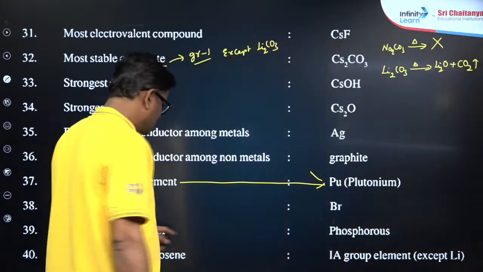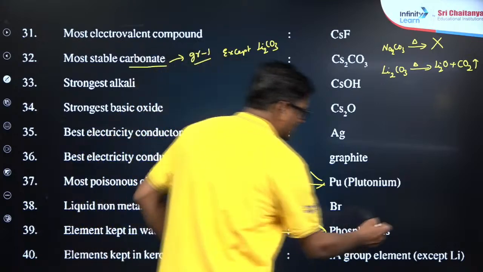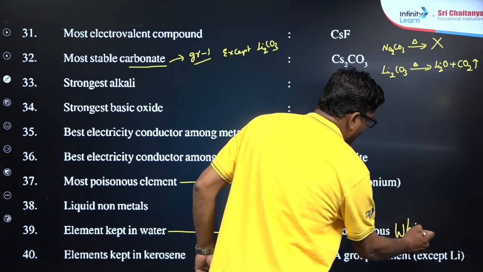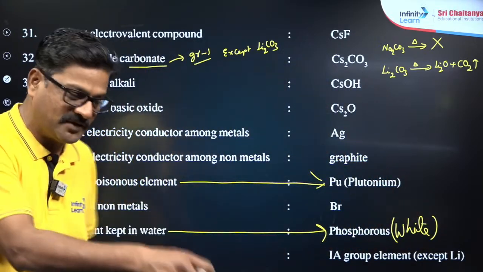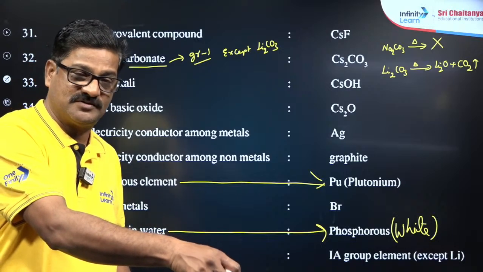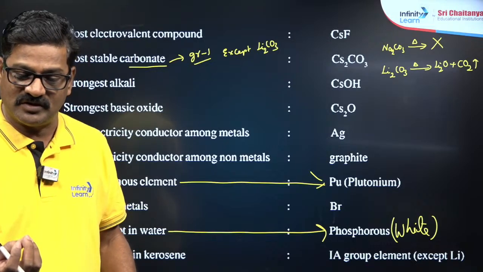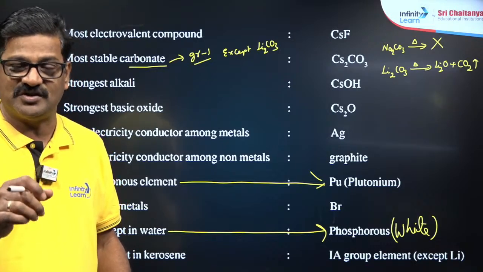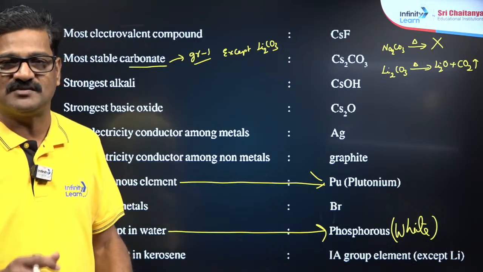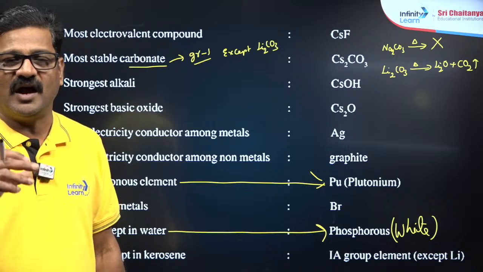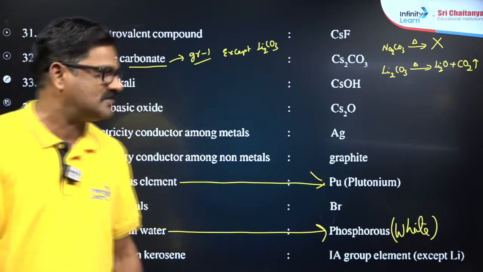Element kept in the water: white phosphorus is stored under water. If you take the white phosphorus, a translucent substance, out of the water, even at room temperature it will catch fire. Its ignition temperature is at room temperature. Why does it ignite? Because of the P4 structure, a ring structure with ring strain, angle strain you can say, because of that reason.